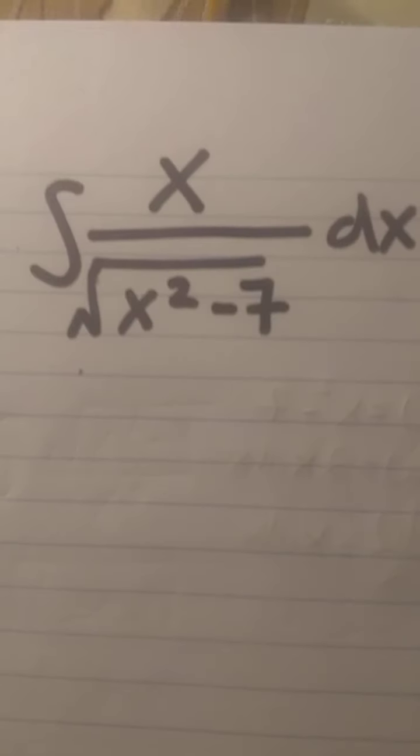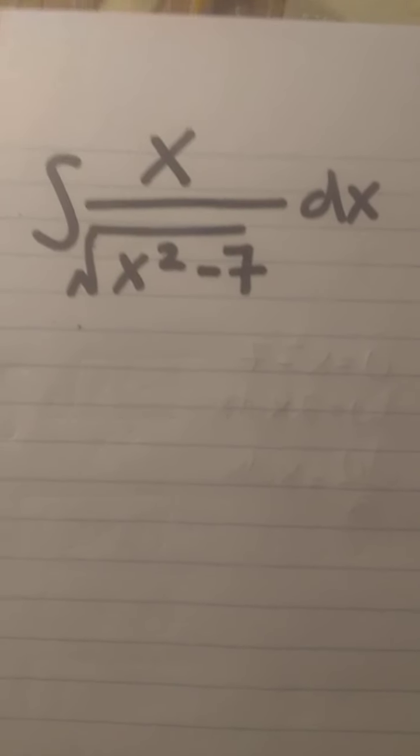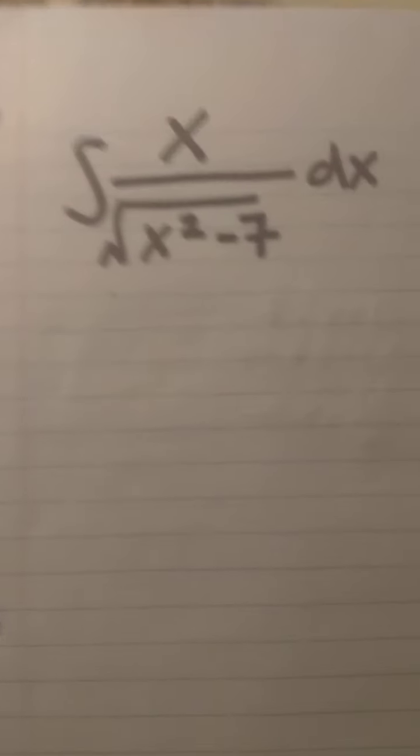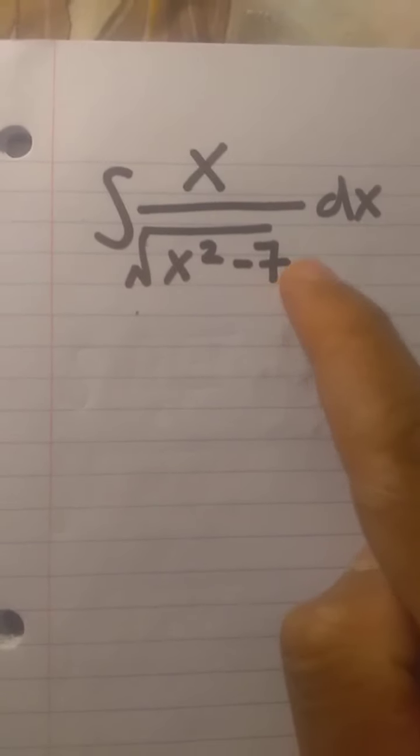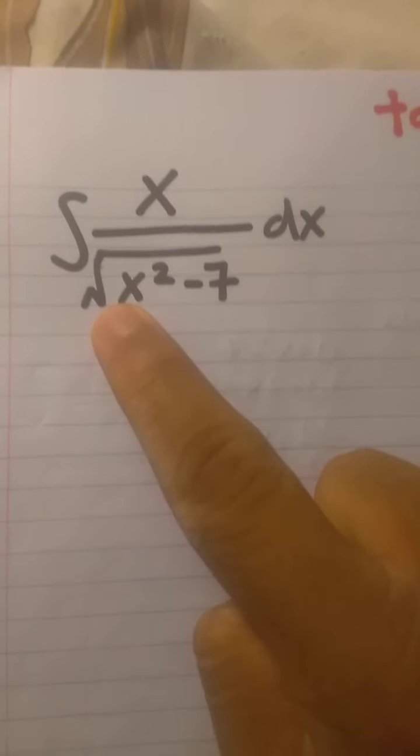Okay, so here we want to solve for the integral of x over the square root of x squared minus 7. Now we can see that it's x squared minus a squared. We know our a value will be the square root of 7. We want this to mirror this.